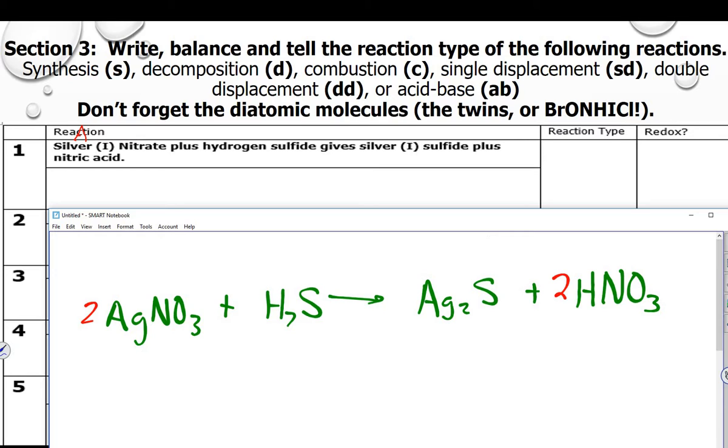First of all, I look and say, wait a minute, do I need to do that? Compound, compound, yields compound, compound. Do I need to know the charges? No, why? What type is it? Okay, so reaction type, double displacement. Redox or not redox? Non-redox. Okay, so let's go to the next one.